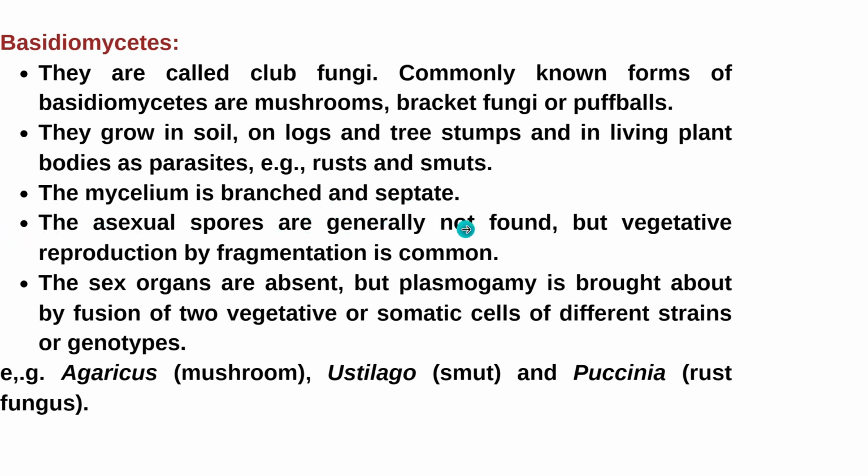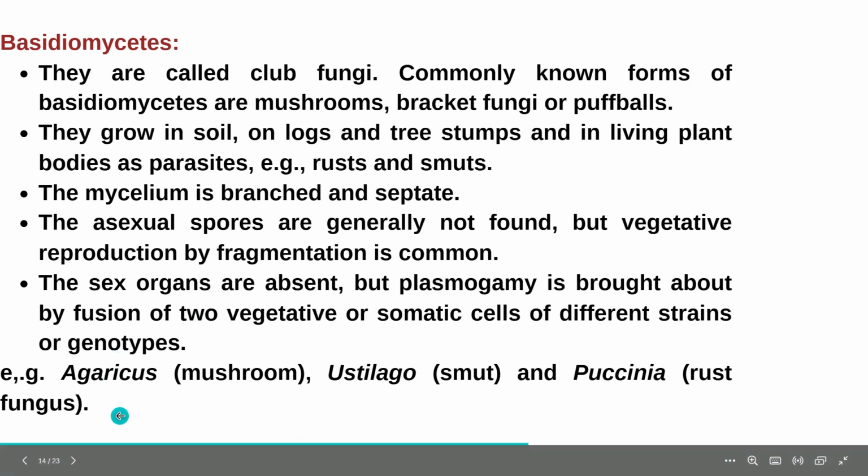Asexual spores are generally not found in basidiomycetes, but vegetative reproduction takes place by fragmentation. The sex organs are absent, but plasmogamy is brought about by fusion of two vegetative or somatic cells of different strains or genotypes. Examples for this: Agaricus, that is mushroom, Ustilago causes smut disease, Puccinia causes rust disease.